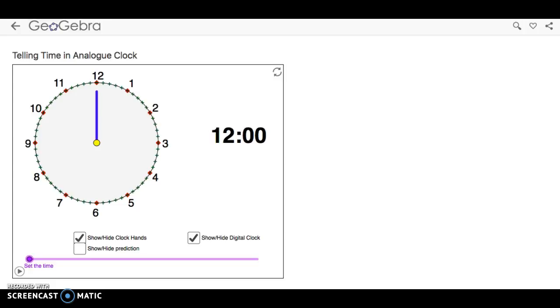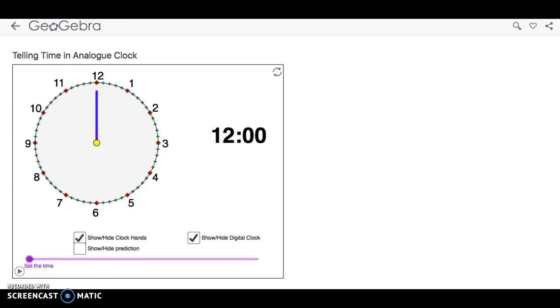Now, in the past, we learned that the big hand is the minute hand and that the small hand is the hour hand. If you remember learning about the different hands on the clock, please give me a thumbs up. Good job, boys and girls. I see that everyone has their thumb up.